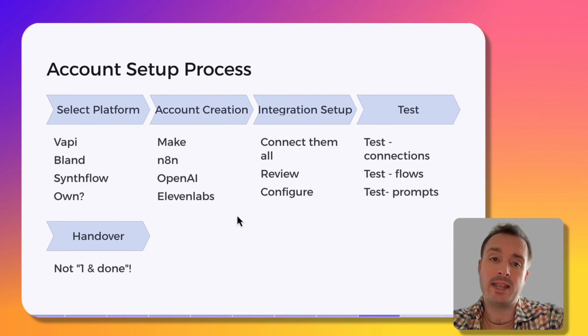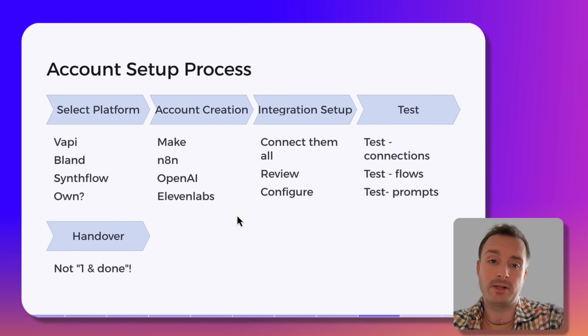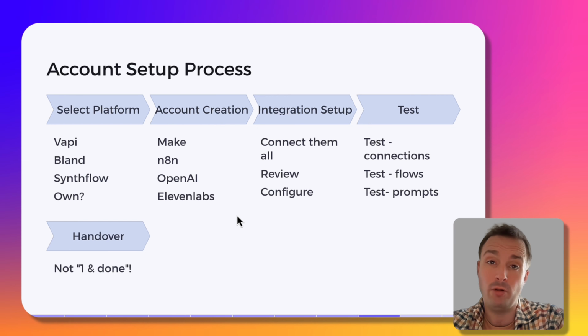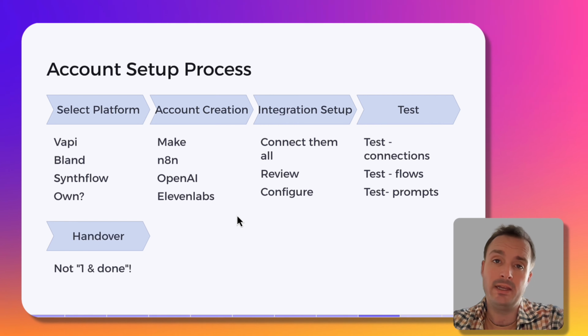You've got your OpenAI accounts, you're going to need a developer account for that, and then 11 labs, and then integration setup. So you need to really put all these things together, connect them via APIs, connect them all to Make or N8N, make sure that the flows are all working, review, configure them, make sure that everything's working. And then it's going to be test.